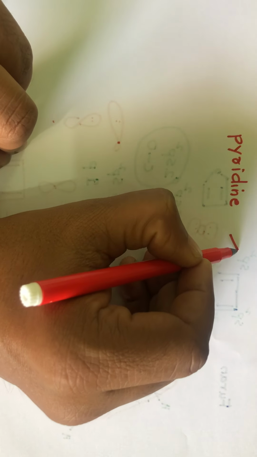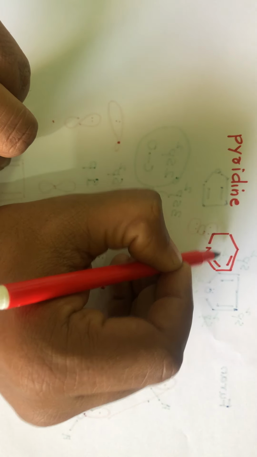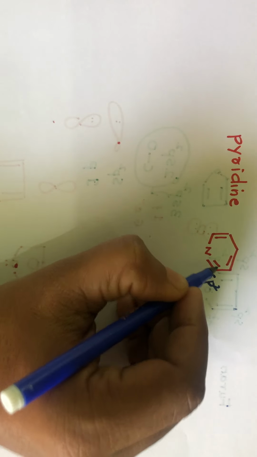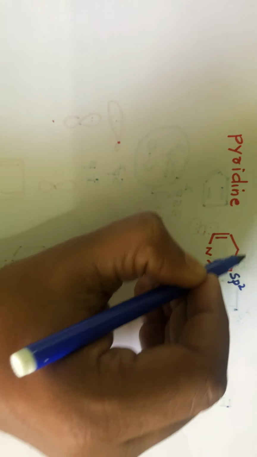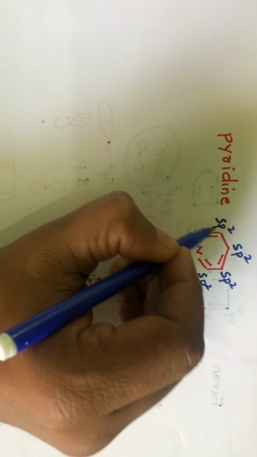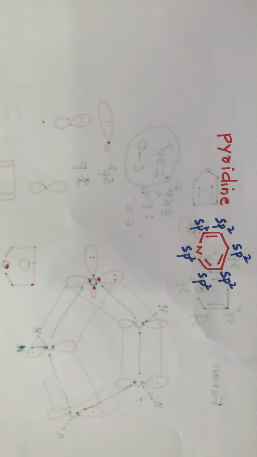Okay, pyridine. This is the structure for pyridine. Let us check the hybridization. sp2, because there is a double bond. sp2, there is a double bond. sp2, sp2. This also will be sp2. Right? So here the carbon atoms and the nitrogen atom are sp2 hybridized.